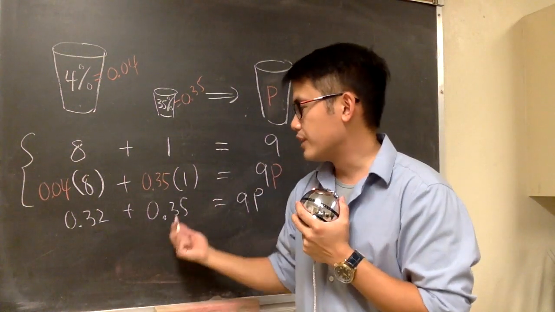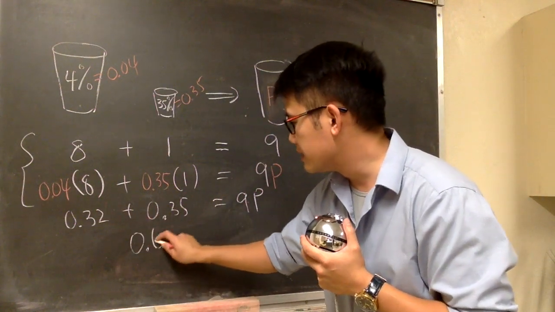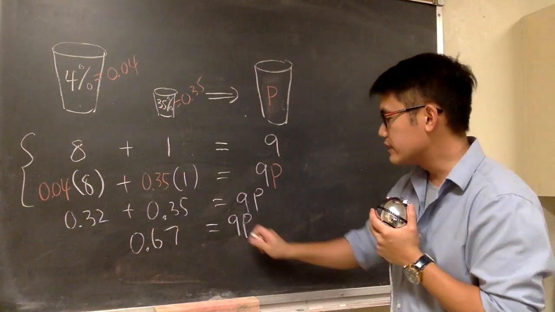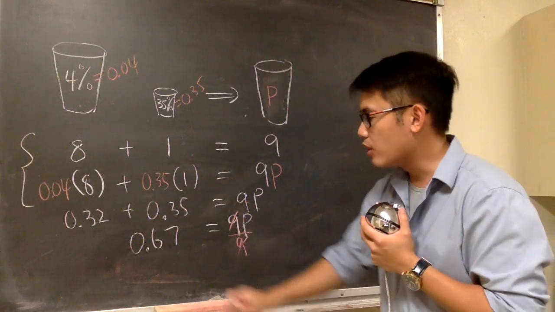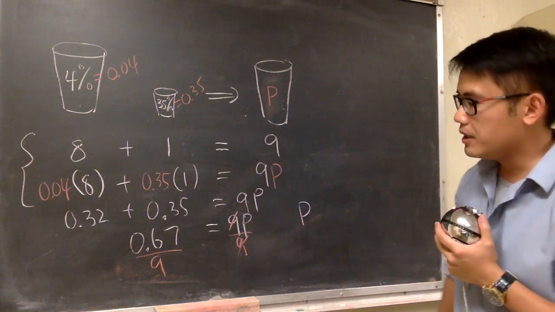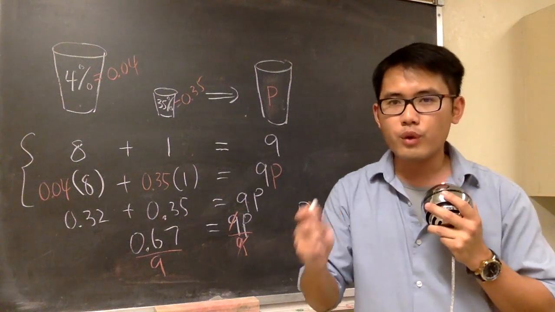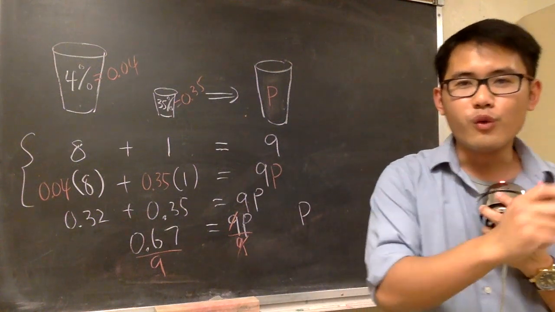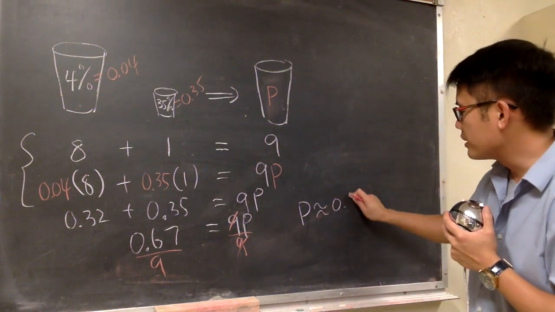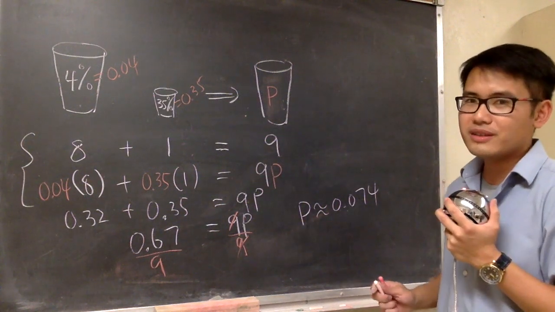And then we have to add these two together. 0.32 plus 0.35. We will end up with 0.67. And this is equal to 9P. And we can, of course, divide both sides by 9 so that they cancel, and we can get P by itself, right? So P will be 0.67 divided by 9. And then we will end up with 0.074444. So let me write this down as P is approximately 0.074, and you have a lot of 4s after that. But let me just say this is an approximation.